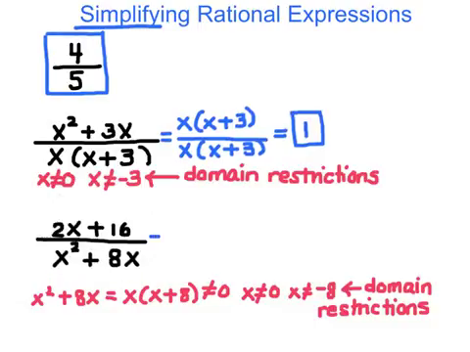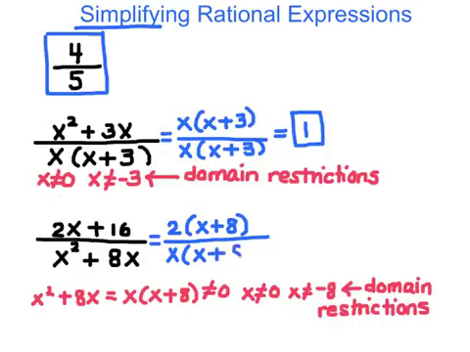Now let's simplify our bottom rational expression. In the numerator, I can factor out a 2, and I have 2 times (x plus 8). If I distribute that 2 back in, that gives me the 2x plus 16. In the denominator, I can factor out an x, and I have x times (x plus 8). Now I can see that x plus 8 in the numerator and x plus 8 in the denominator cancel out because it's all multiplication, and what I'm left with is 2 over x. So this is the simplified expression for our third rational expression.